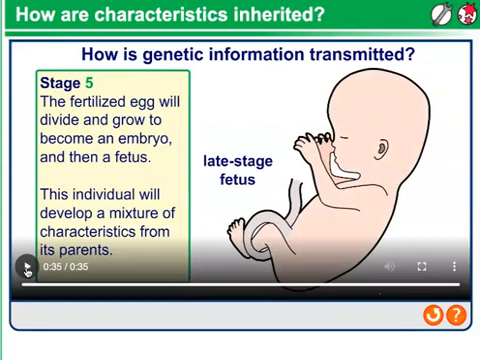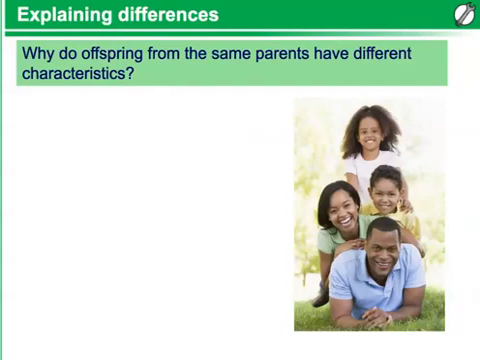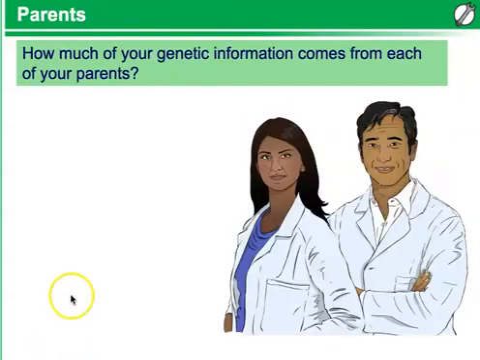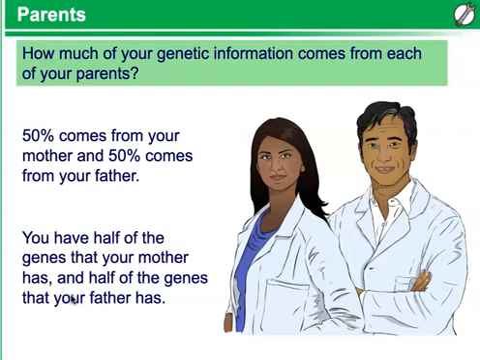Parents. How much of your genetic information comes from each of your parents? 50% comes from your mother and 50% comes from your father. You have half of the genes that your mother has and half of the genes that your father has.